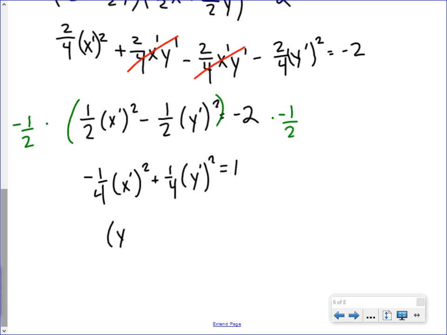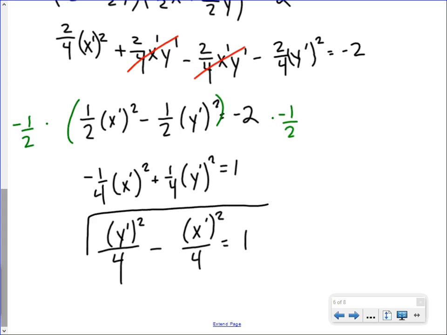That would put my y prime squared first over 4, like Emily told me. And then, like David said, switch it around. So x prime will be second over 4 equals 1. And that looks like a standard form equation that I would have seen in section 10.4 for a hyperbola. The only difference is instead of x and y, I have x prime, y prime.